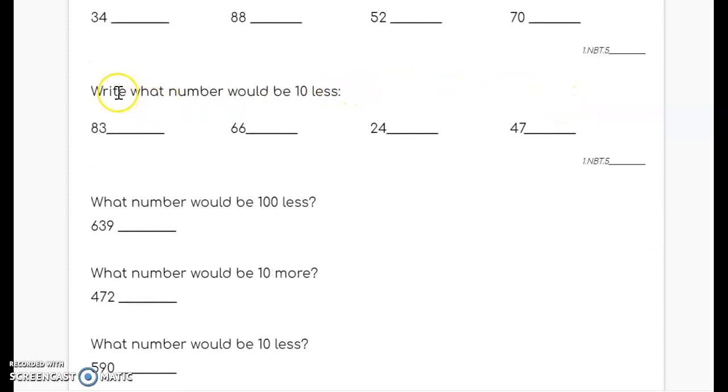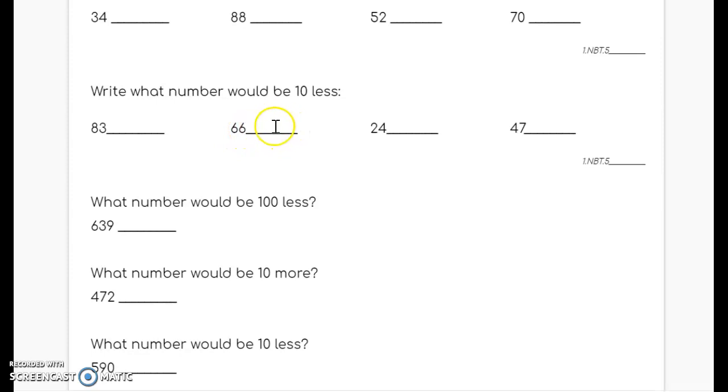After that, we're going to do write what number would be 10 less. So the same thing, we have 4 numbers. We're going to look at the number, and then using just our brain, we're going to see what number would be 10 less. So we have 83, write what number would be 10 less.